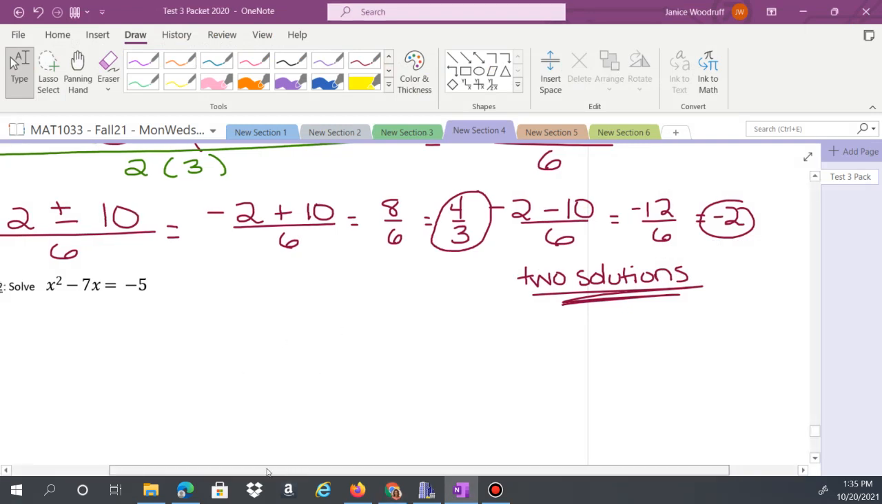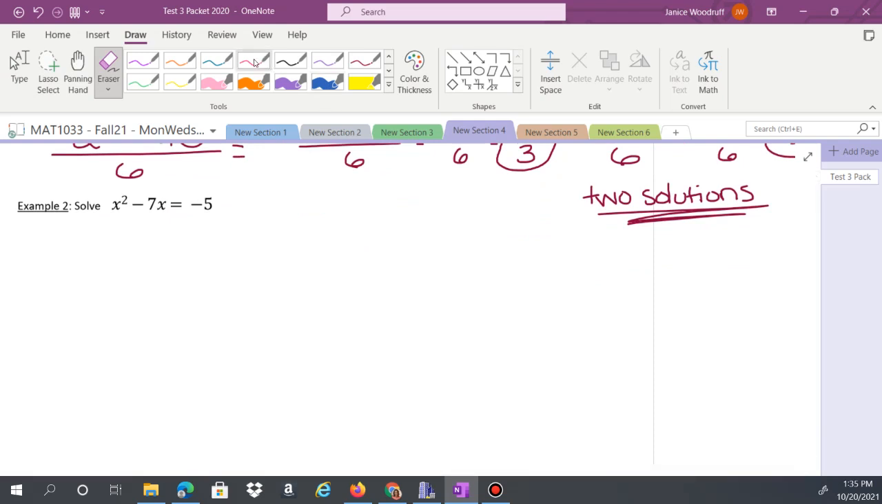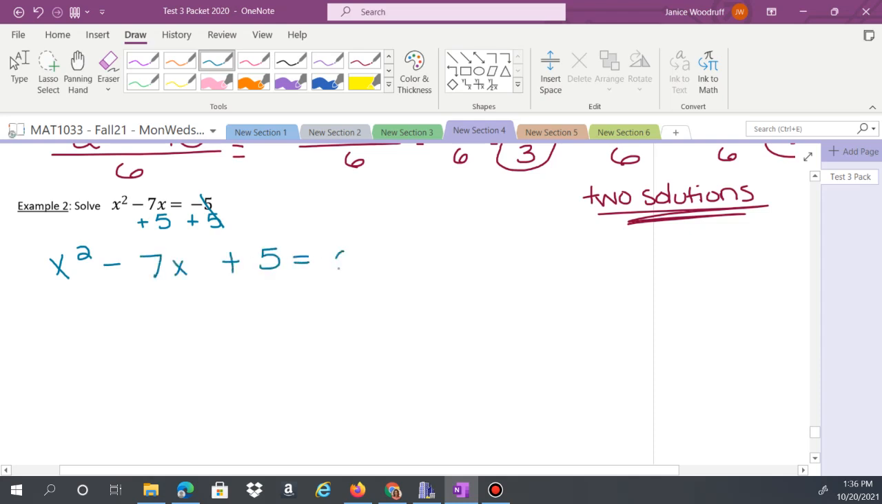Okay, so let's look at example 2. We want to move everything to one side. So I'm just going to take this -5 and add it over here. Again, can't add anything, they're not like terms. So x squared minus 7x plus 5 equals 0. Can't factor it. Nothing multiplies to 5 besides 1 and 5, and there's no way that can combine to 7.